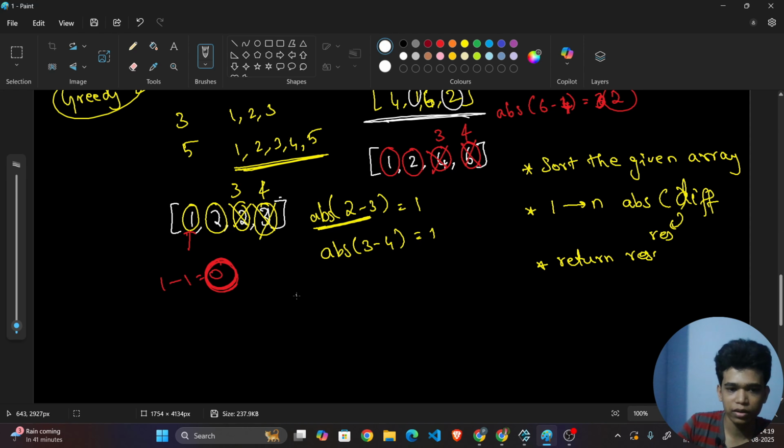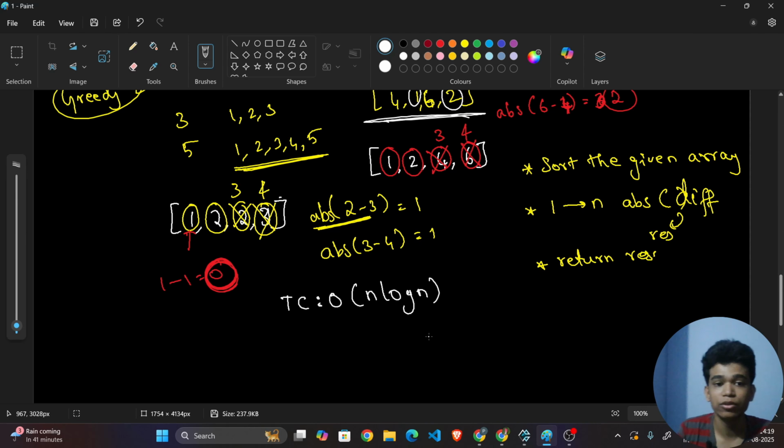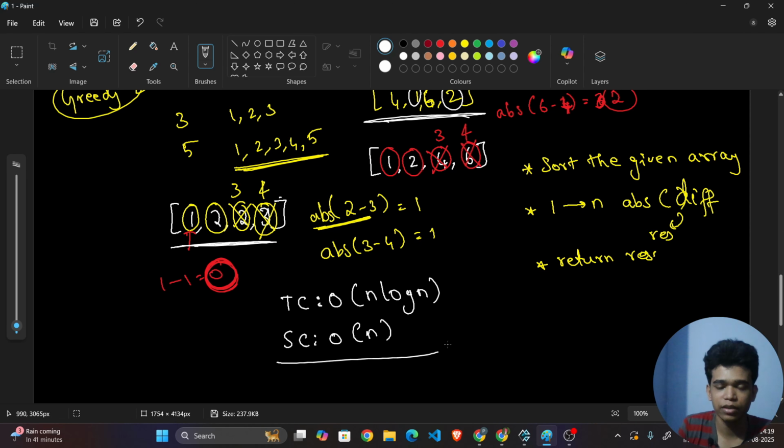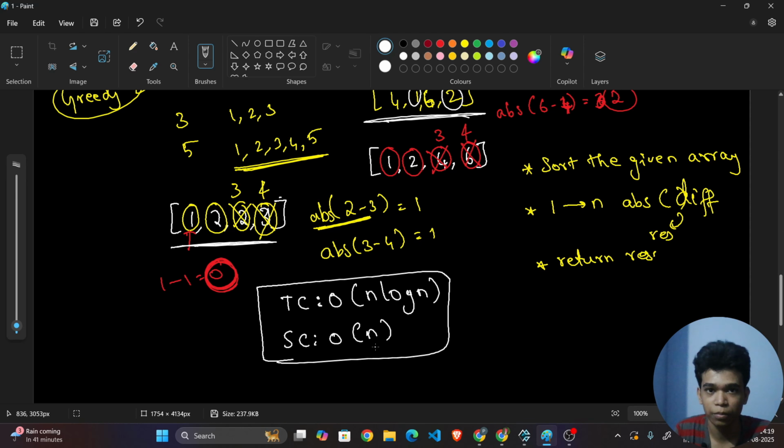Now tell me, what is the time complexity? The time complexity will be O of n log n, because I am using a merge sort algorithm to sort this value. Yes, and then what is the space complexity? It will be O of n, because the merge sort algorithm takes the auxiliary space also. And the time complexity will be n log n plus n, because I am again traversing this whole array, but approximately it will be equal to n log n only.